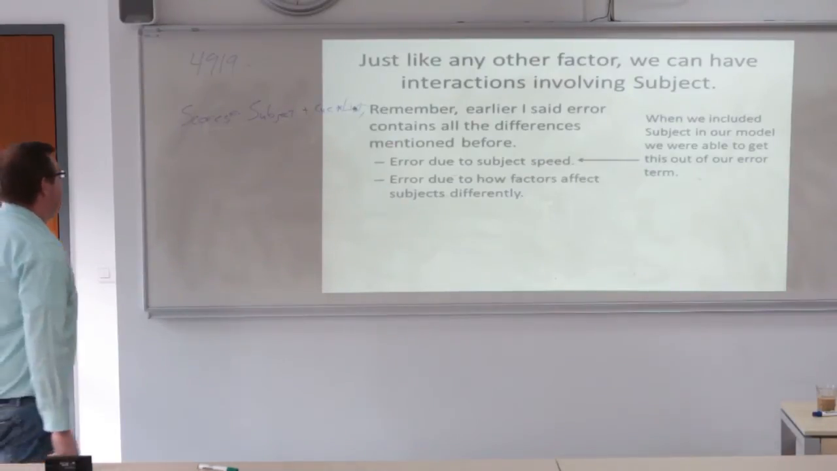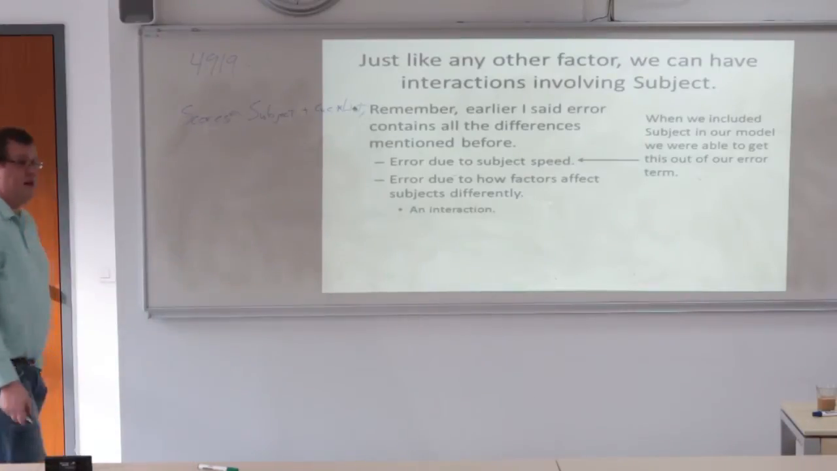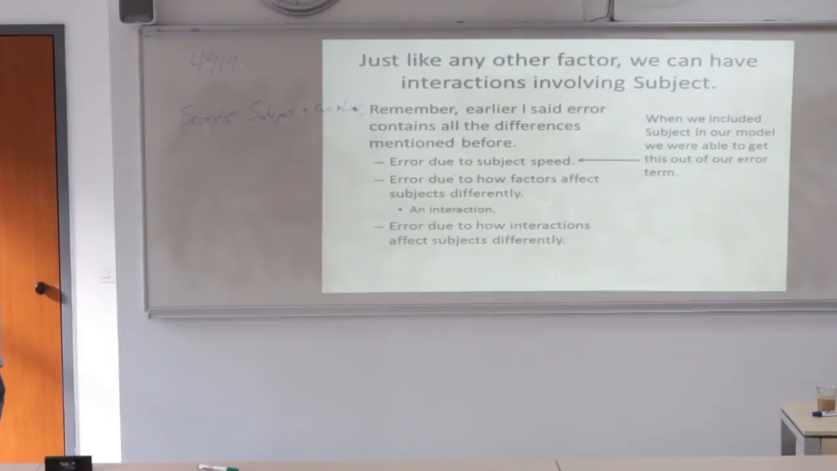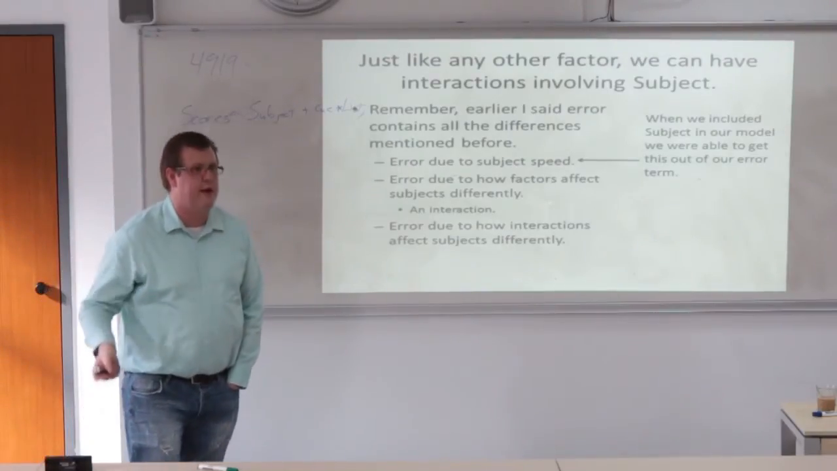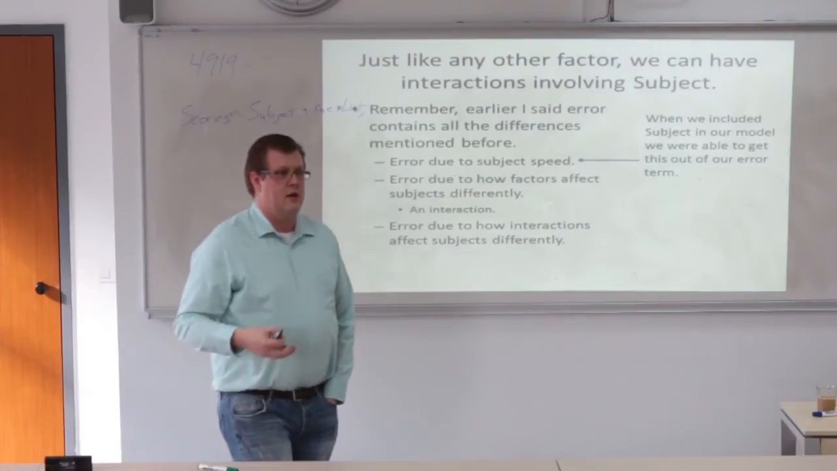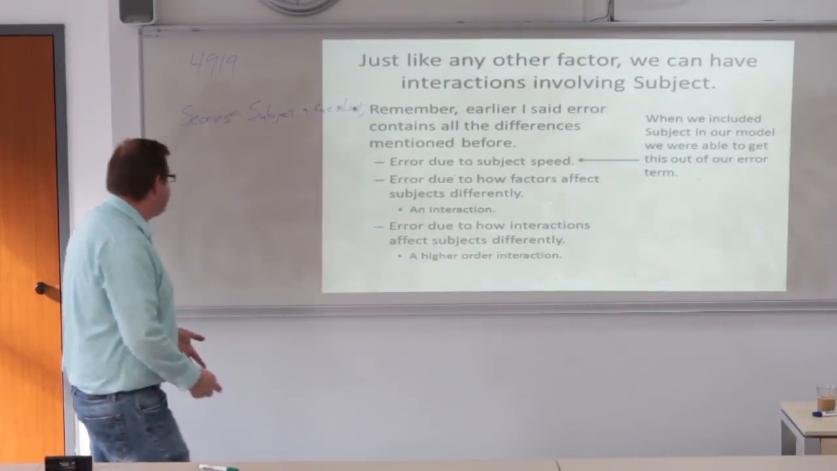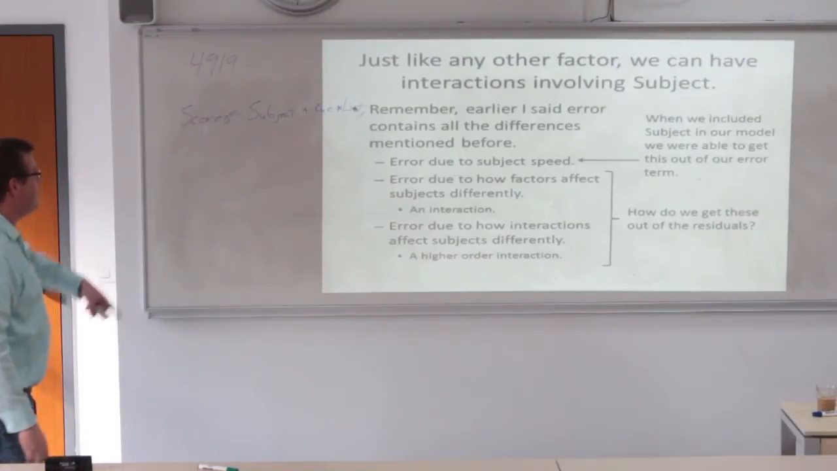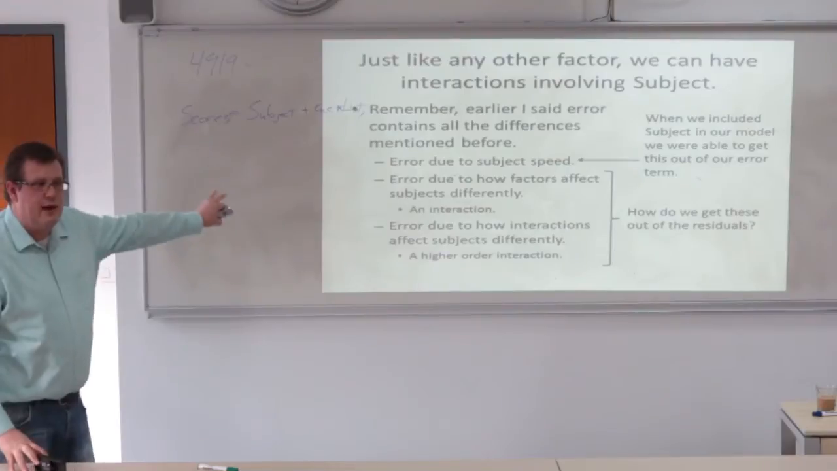Now, we also have error due to how factors affect subjects differently. This is an interaction. And also error due to how the interactions of the factors that we are interested in affect the factor that we're not interested in, right? Which is just a higher order interaction. So we got rid of the first part. How do we get rid of the rest of those?